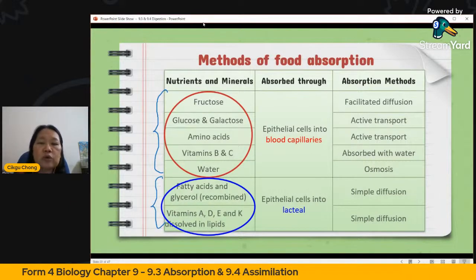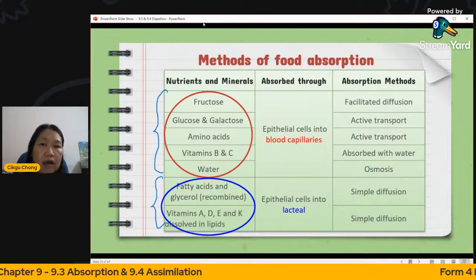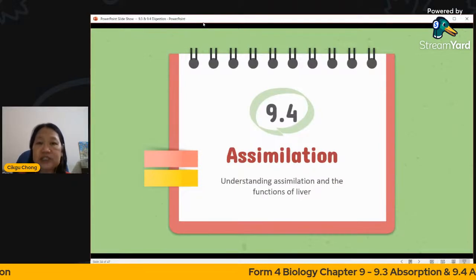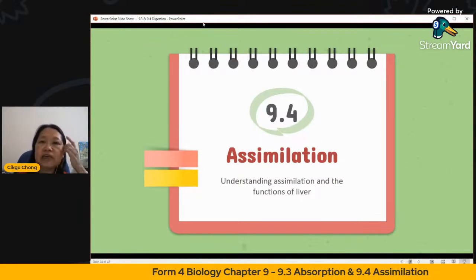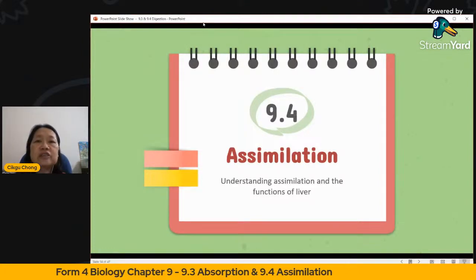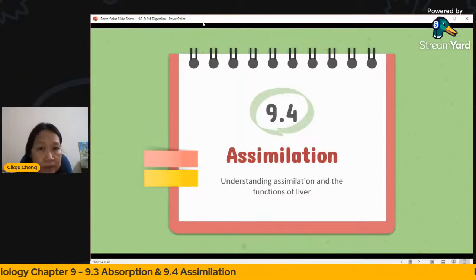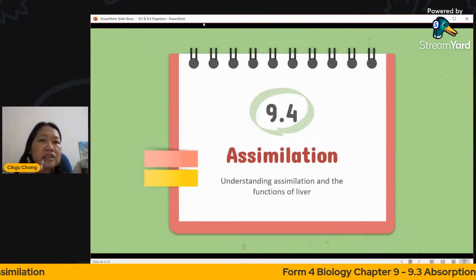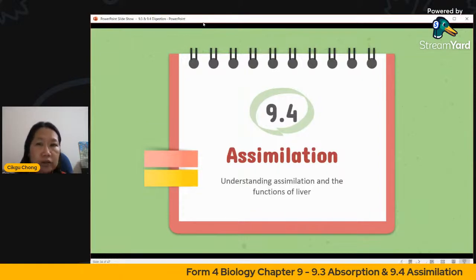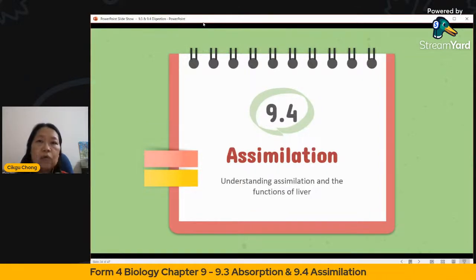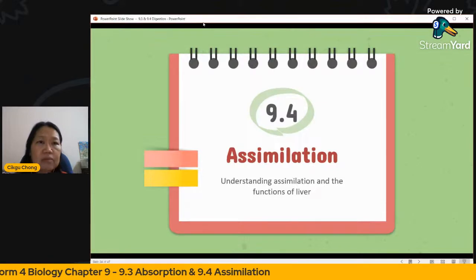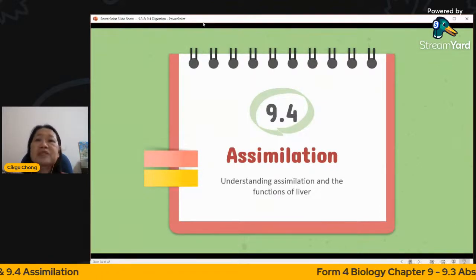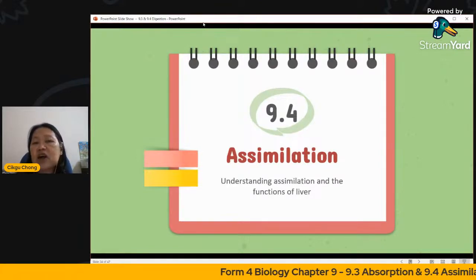Now we know what is absorbed, but where does it go? What happens after that? So now we're going to go into assimilation. Absorption is easy to understand. It is going into the villus, going into the lacteal, going into the blood capillaries. That is absorption. But where is it going to go? How are they going to be used? You know that you need all these nutrients, but who is going to use them? Where are they going to be used? What happens to them? So this is the meaning of assimilation.